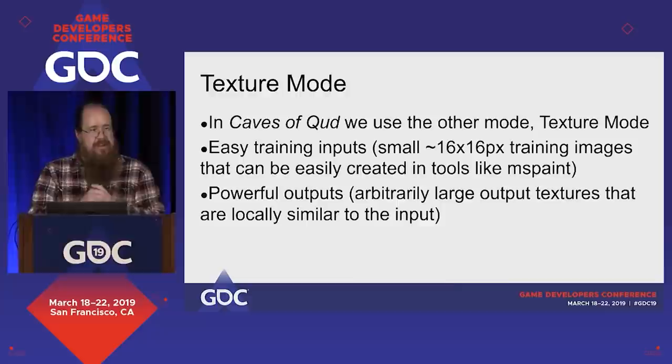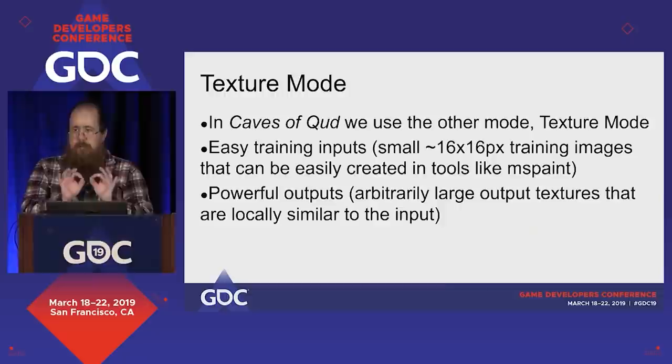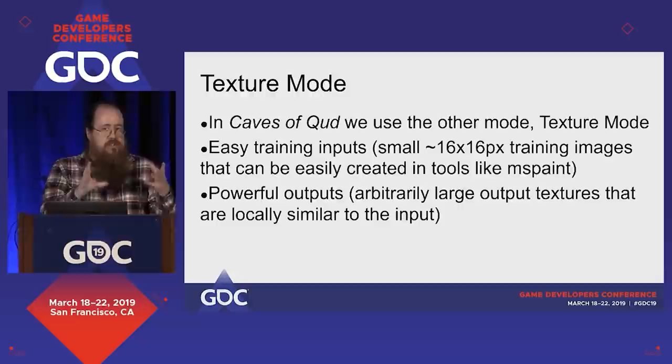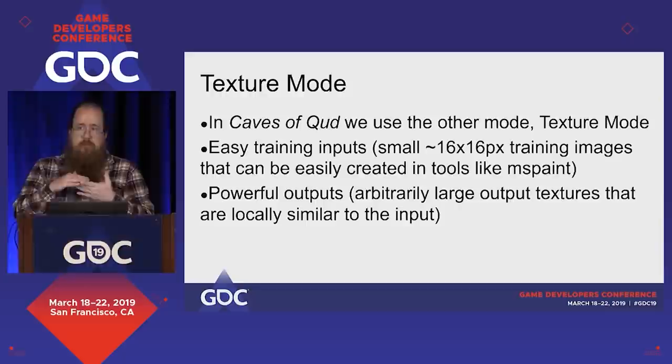Instead, we use texture mode. Texture mode uses small training inputs. They can be big, but it's most powerful when they're small. Maybe 8x8 or 16x16 training images, and they can produce arbitrarily large outputs with the character of that input training image. This is pretty amazing.